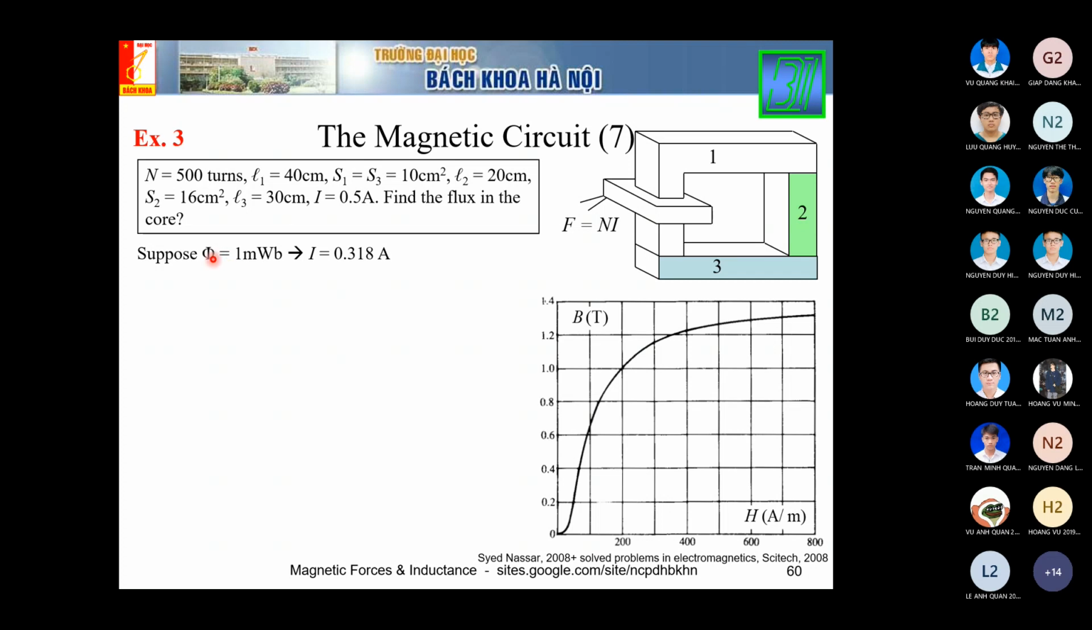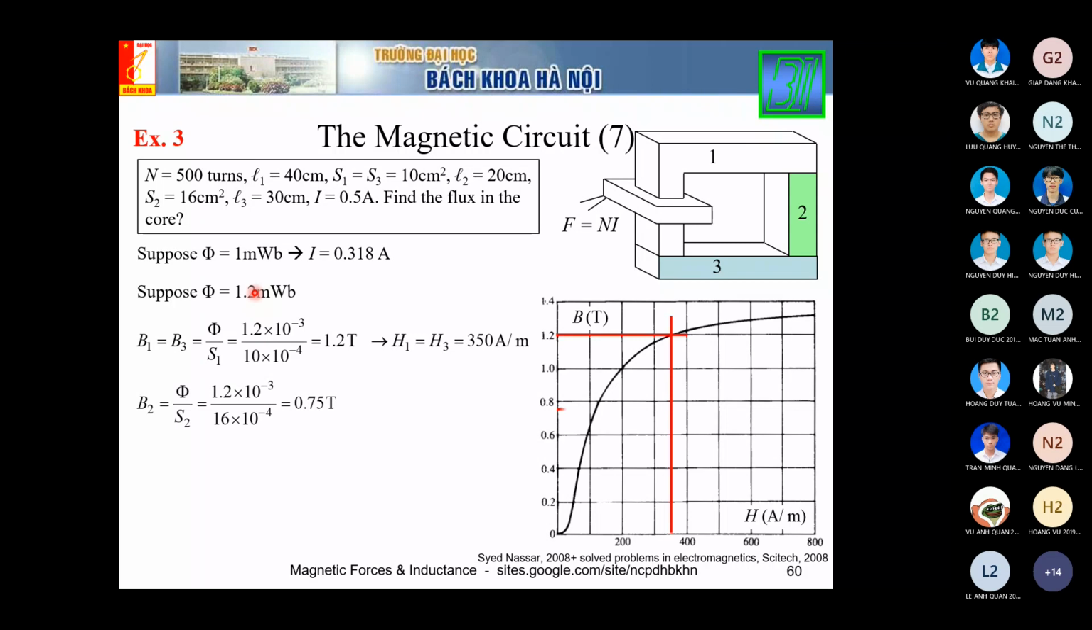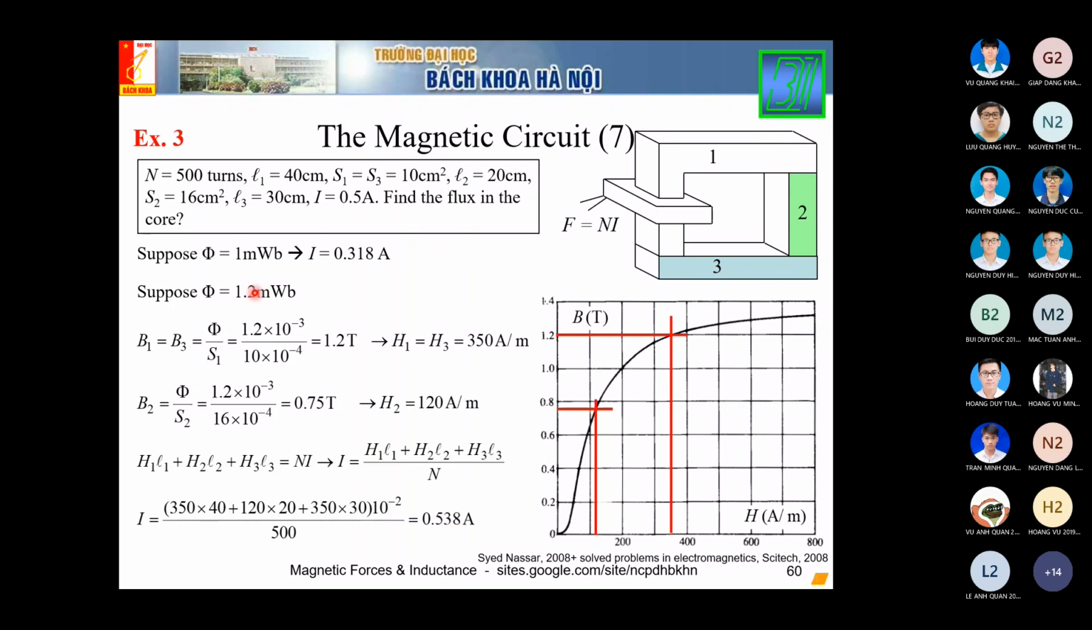Okay, we return to this. According to this, if phi is 1 milliweber, then the current is 0.3, which is smaller than this. So I'll try another estimation. I will increase the magnetic flux here a little, and I hope that when I increase phi here, the current increases also. Okay, so I try another assumption. I suppose that the magnetic flux is 1.2, and applying the very same procedure, we finally come to this.